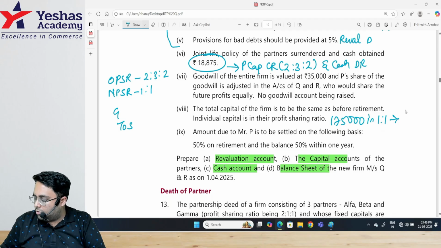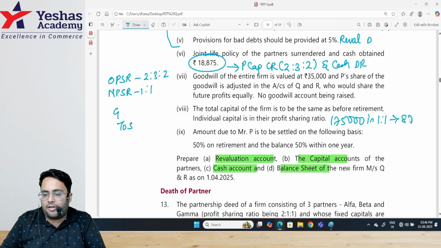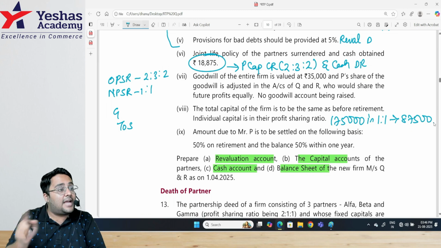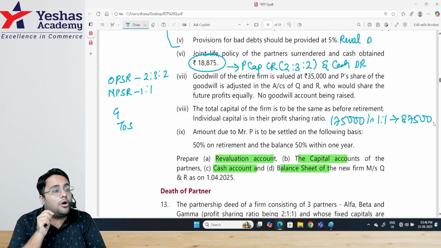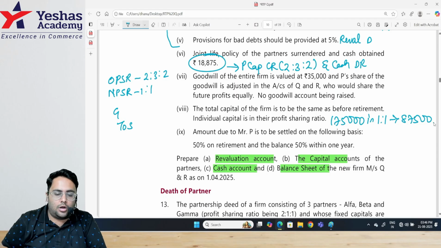1,75,000 divided by 2 is equal to 87,500. Balance carried down is given to you. What will be your balancing figure? Either cash introduced or cash withdrawn.